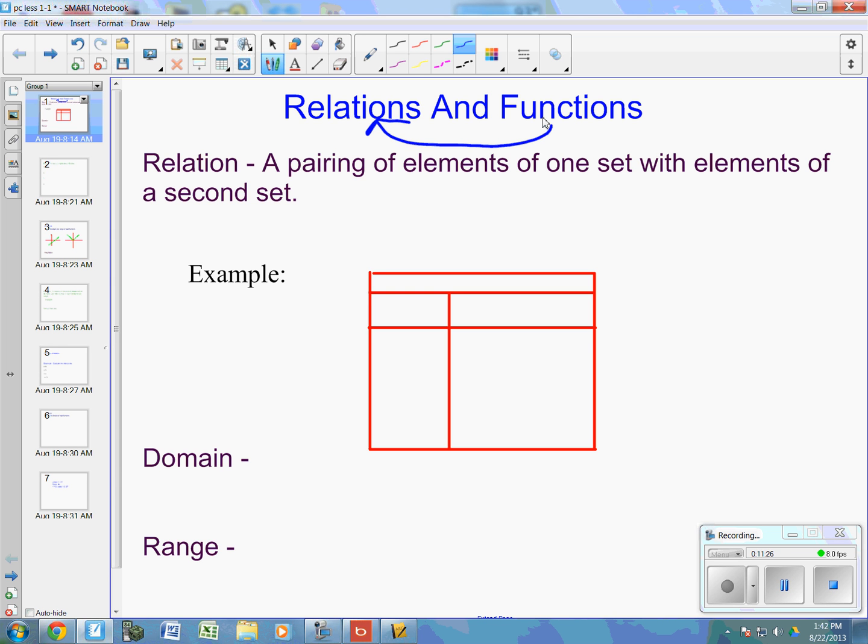All right, an example of a relation would be something like, if this is x and this is y, let's say I had 2, 3, 8, and 10 for x, and I had 1, -7, 5, and 4 for y. Okay? That is an example of a relation. We could graph that.